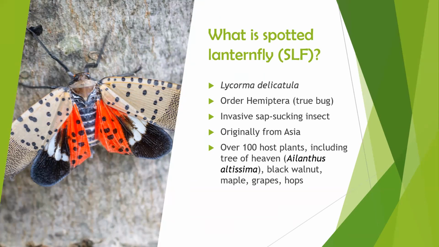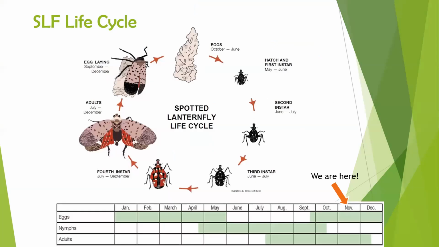Spotted lanternfly is what we call a true bug. It's in the insect order Hemiptera. The scientific name is Lycorma delicatula. It is an invasive sap-sucking insect that is originally from Asia, was introduced here several years ago. Unfortunately, it has over 100 different host plants, including tree of heaven, which is itself an invasive species, but also native species like grapes, maple, walnut, and agricultural crops like hops.